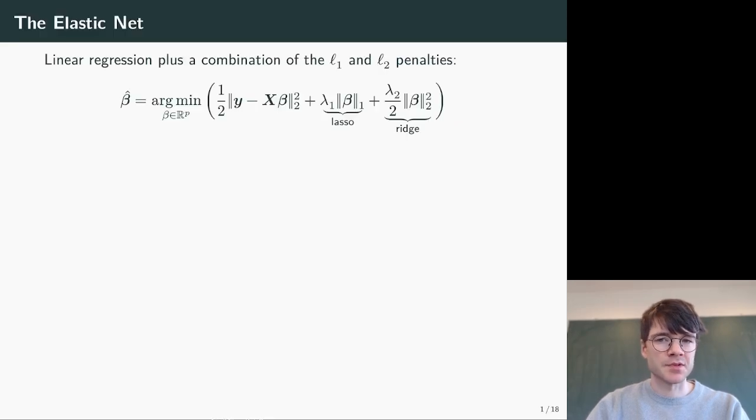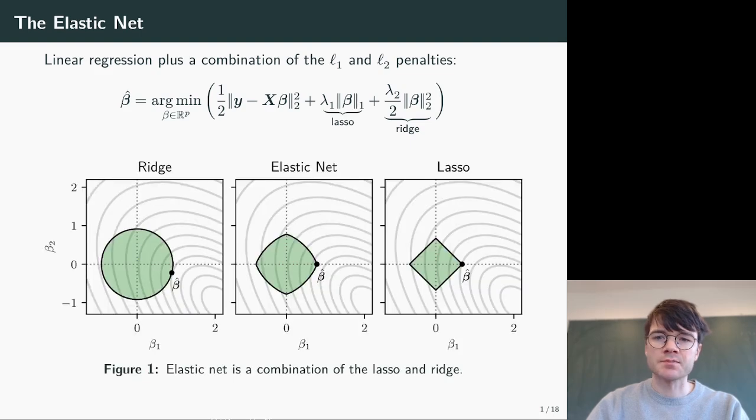In this paper, we studied the elastic net, which is a type of regularized regression problem where you take the ordinary least squares objective and add a penalty term that's a combination of a lasso penalty and a ridge penalty, which is an L1 penalty and a squared L2 norm penalty, respectively. These are controlled by lambda1 and lambda2 parameters.